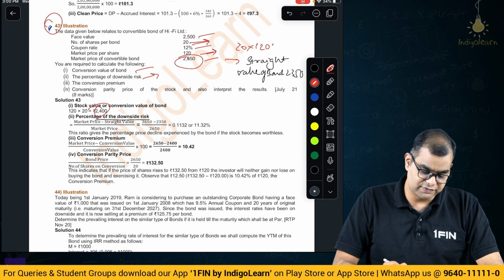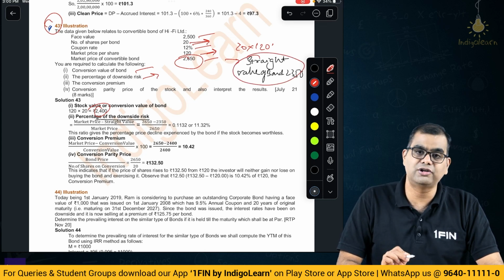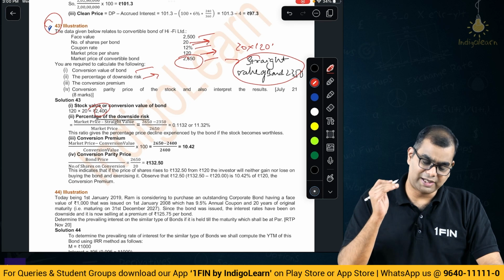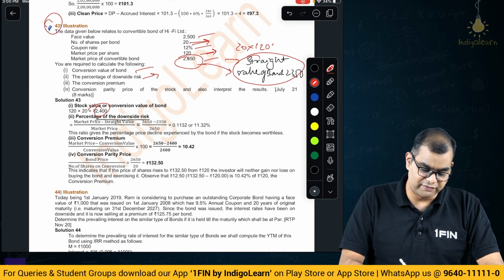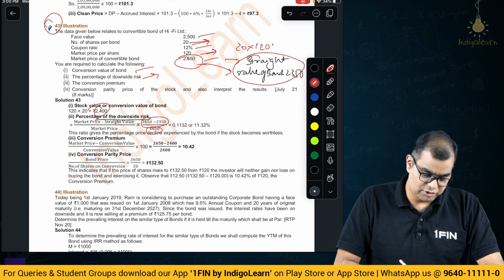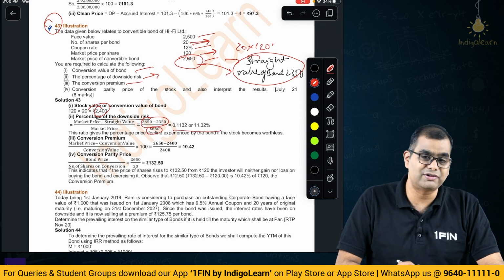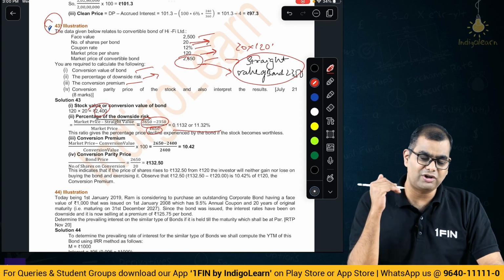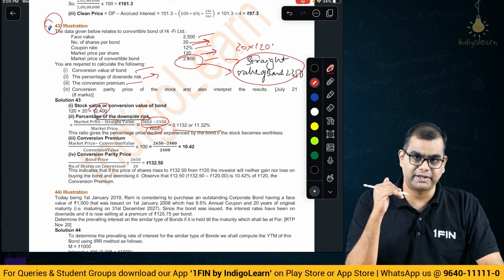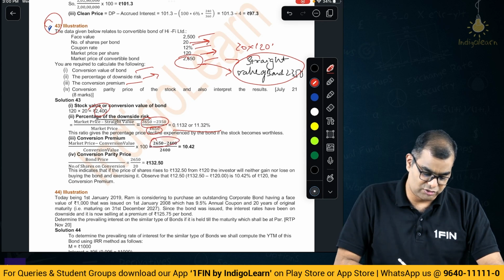So the second part is percentage of downside risk. Now what is this percentage of downside risk? For the percentage of downside risk, we need to know the straight value of the bond. Straight value is 2350. So from the current market price of 2650, it can fall down to 2350. Okay. So 2650 minus 2350 by 2650 is 11.32%. Next question, what is the conversion premium? Conversion premium means the current market price of the particular bond versus the value of the equity that it represents. So 2650 minus 2400 by 2400, you will get 10.42%.